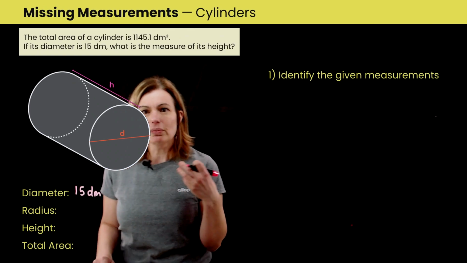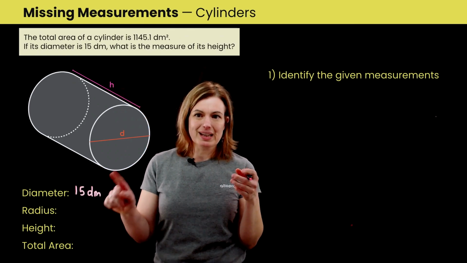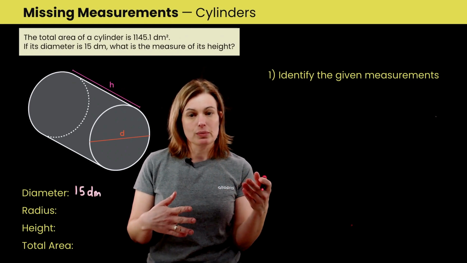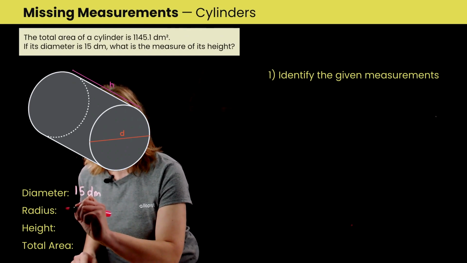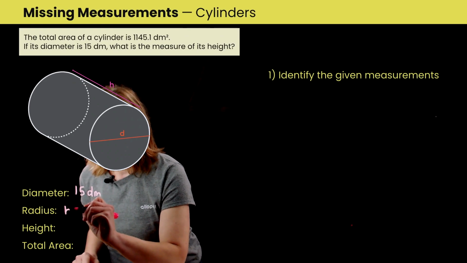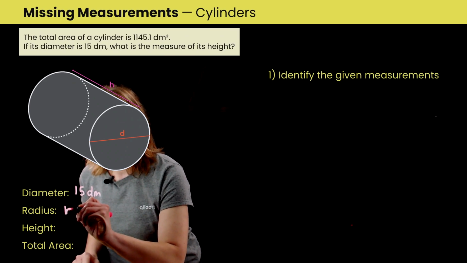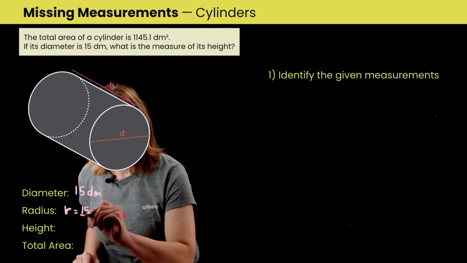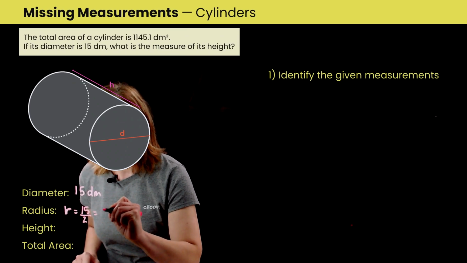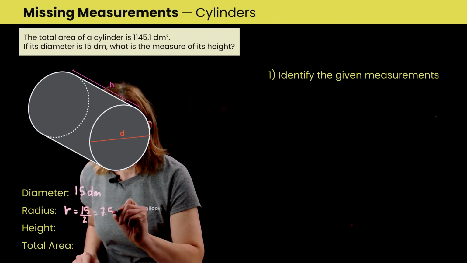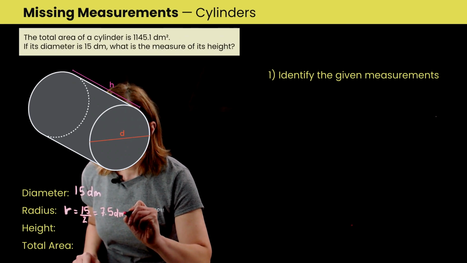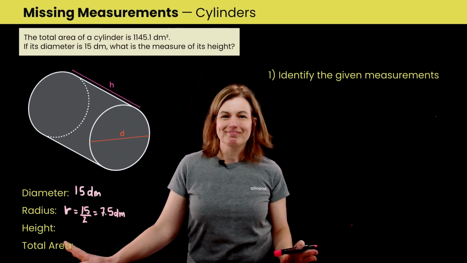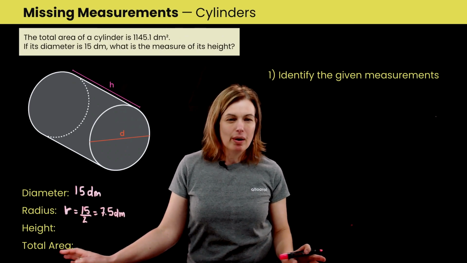And although they don't directly give us the radius, because we have the diameter, if we just divide that by 2, it's going to give us the radius. So I'm going to just show that in here. Radius, which is usually a little r, is going to be 15 divided by 2, which is equal to 7.5 decimeters. There we go.